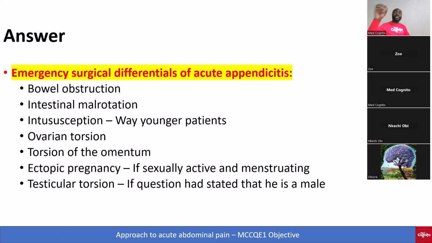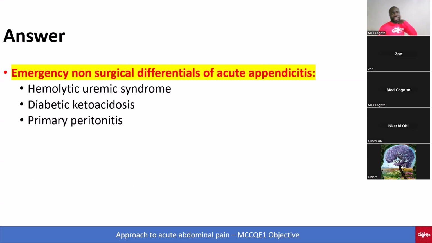Emergency surgical differentials of acute appendicitis. Number 1, in children, think about bowel obstruction. Number 2, think about intestinal malrotation. Number 3, think about intussusception. But realize that intussusception is common in children who are very young, maybe a child who was breastfeeding and is weaning. Ovarian torsion, okay? And then torsion of the omentum. And it can also be ectopic pregnancy, especially if the child is sexually active and menstruating. And it could be testicular torsion if the patient is a male. Okay, so that's why I put those learning points there. So please memorize these emergency surgical differentials of acute appendicitis. Memorize it like crazy.